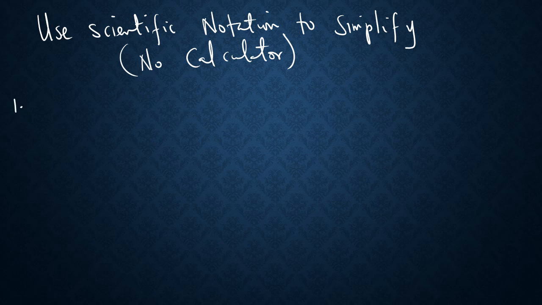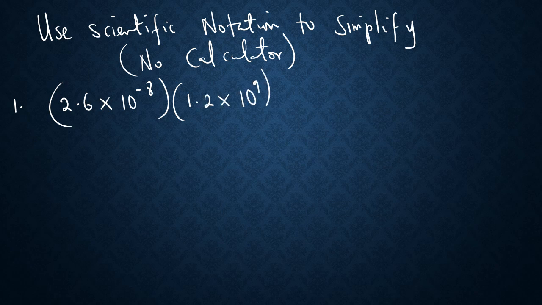So we have, say, 2.6 times 10 to the negative 8, and you have all of that multiplied by, say, 1.2 times 10 to the 9, all to be divided by 2.6 times 10 to the 9. Something like this. So how are you going to do this?